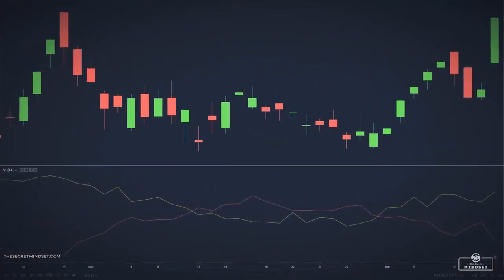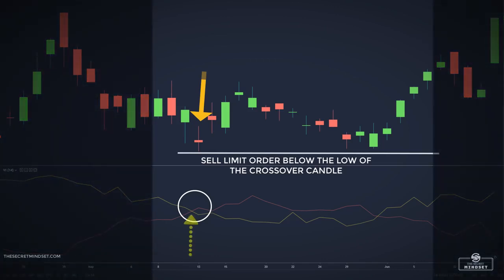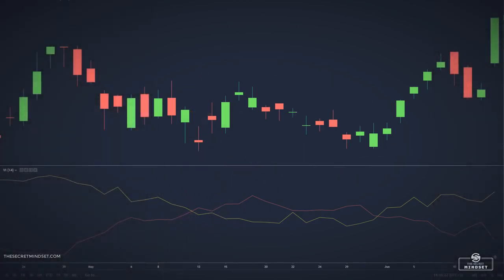For a short entry, you'll place a conditional order 1 point below the low of the candle where the crossover happened. Only if the price goes below that candle's low, the order will be triggered. If you pay attention at this chart, you can observe a crossover here, but by using this filter, the trade never happened as the price went the other way. So you could save a lot of bad entries if you follow this simple filter.